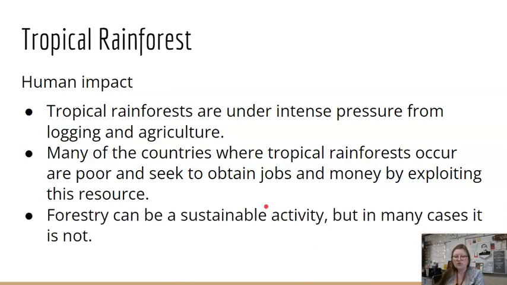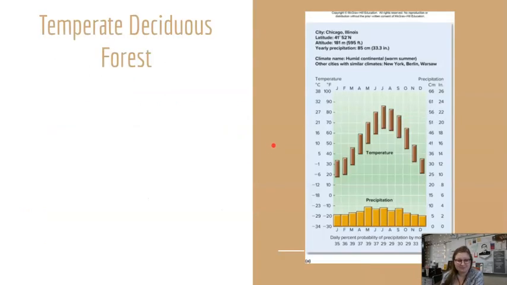And forestry can be sustainable, but in many cases it is not. You can cut down a tree and another tree will grow there, but it takes a long time for a tree to grow as tall as the one you cut down. So in order for it to be sustainable, you have to be cutting down trees at a rate that they can then grow back before you're going back through again. And that's usually not happening.